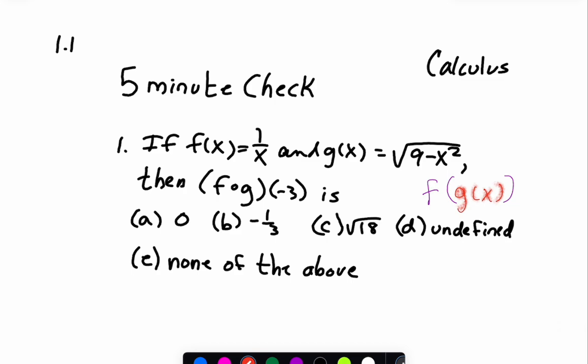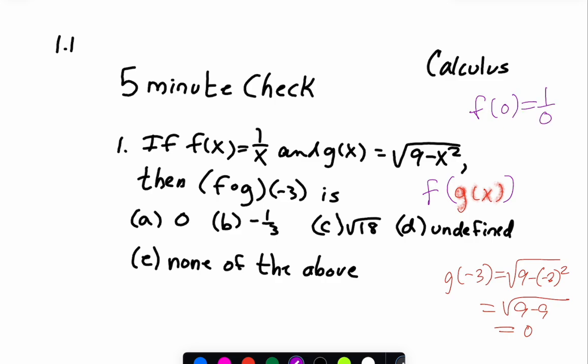first you want to find out what g of x is. So we're going to use our g function, and we're going to plug in the -3 there. Now, when you do that, we're going to get the square root of 9 minus, in parentheses, -3 squared, which is going to become the square root of 9 minus 9, or the square root of 0, which is 0. But then when you go to plug that into the f function, 1 over 0 is undefined. So the answer would be D.